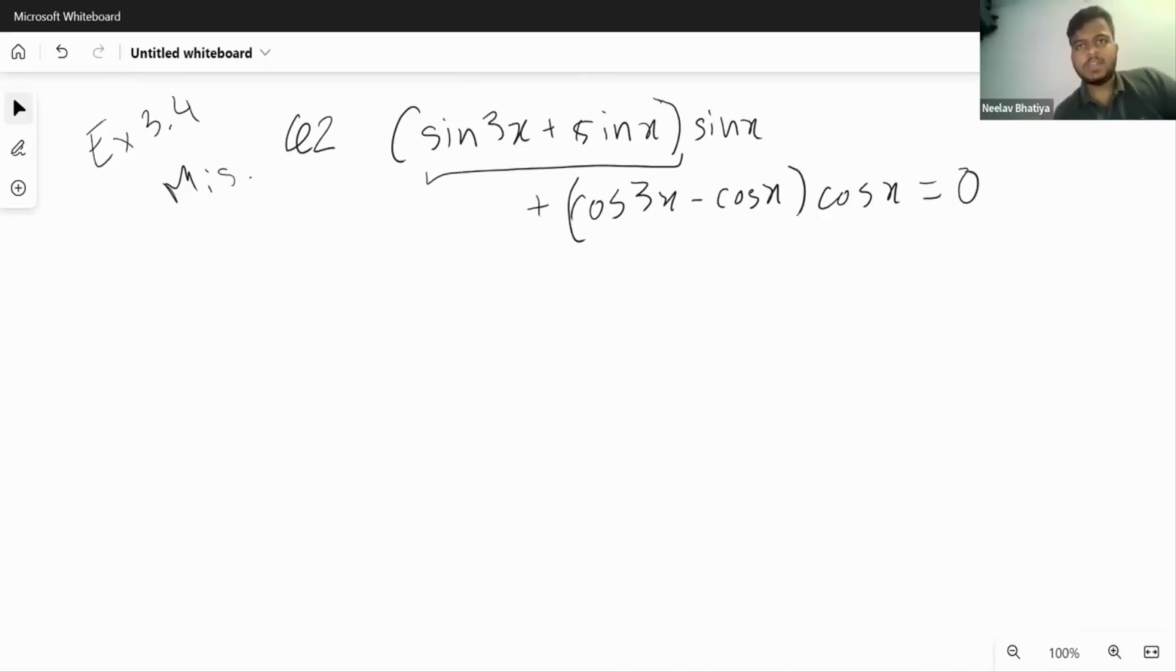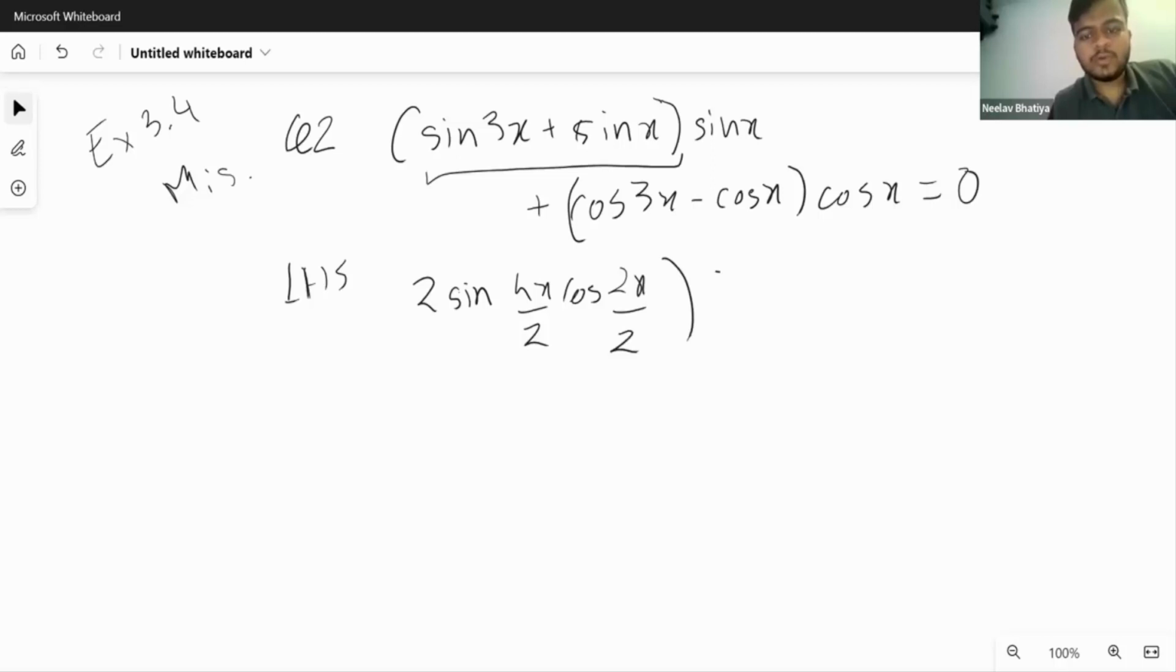Sine c plus sine d equals 2 times sine c plus d by 2 cos c minus d by 2. At this point, you guys should have memorized this, right? This should be at the tip of your tongue, so to say. So I'll try and write that. Let's try and simplify LHS. 2 times sine of 3x plus x by 2, which is 4x by 2, cos of 3x minus x by 2, which is 2x by 2, into sine x. Correct?